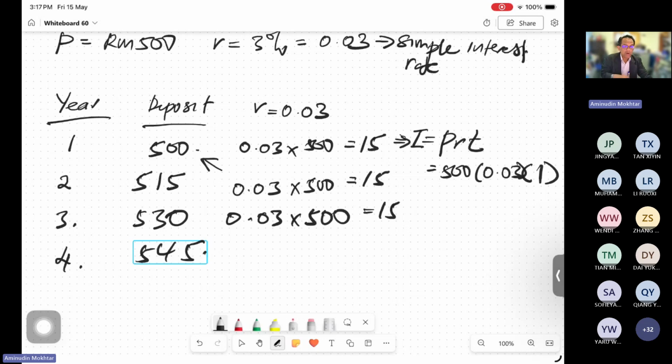So that's how simple interest rate works. In other words, the simple interest rate is calculated based on the original principal only. Kadar faedah dikira ke atas nilai principal yang asal. The calculation is not based on the previous interest. The previous interest is not calculated for the future interest. That is what we call the simple interest rate.